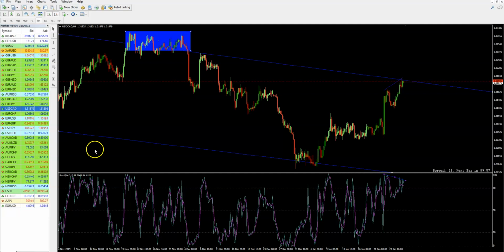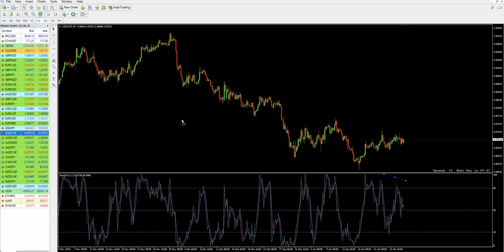Okay, so lastly, let's look at USDCHF. That's meant to be a buy opportunity. Let's look at the 4-hour time frame. So why is it a buy opportunity? What am I seeing here?